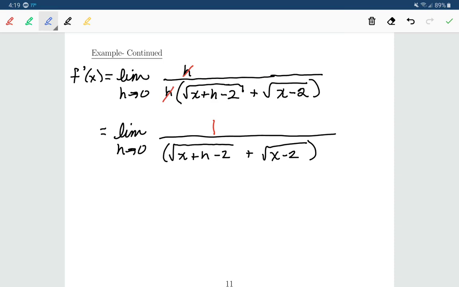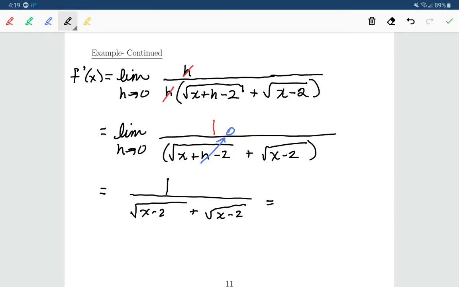Finally, we're ready to take the limit. We'll let h go to 0. The only h we have in here in the problem is there, so that will go to 0. So what we're left with, we've taken the limit now, so we can drop the limit notation, is 1 over the square root of x minus 2 plus the square root of x minus 2, which is just equal to 1 over 2 times the square root of x minus 2. And that's it. That's our derivative. F prime of x is equal to this.